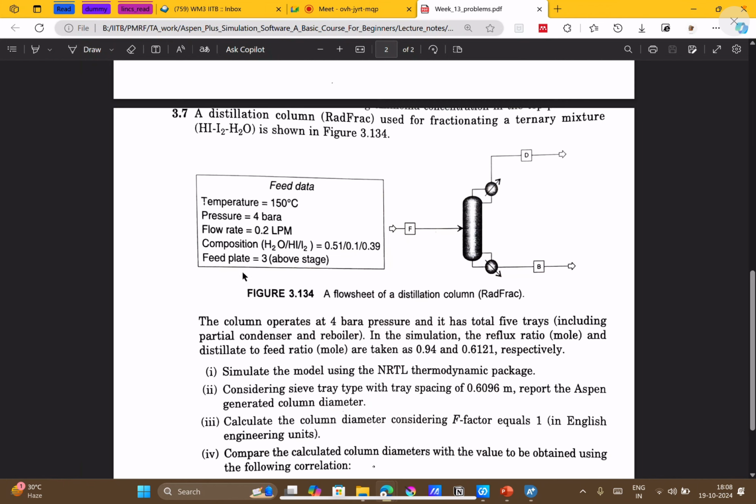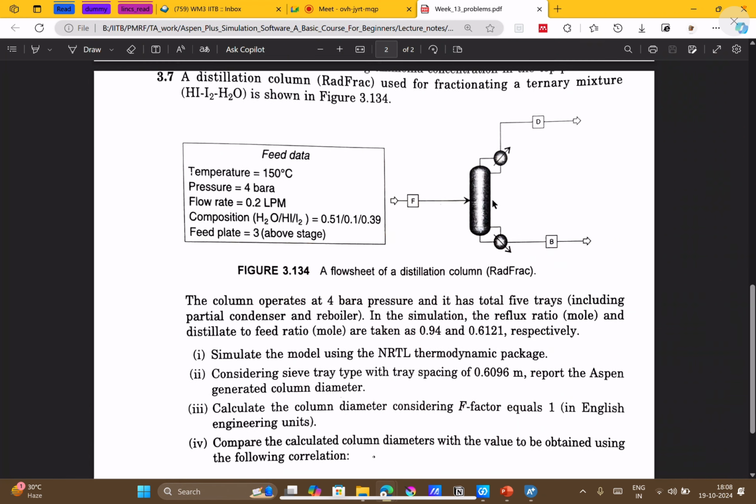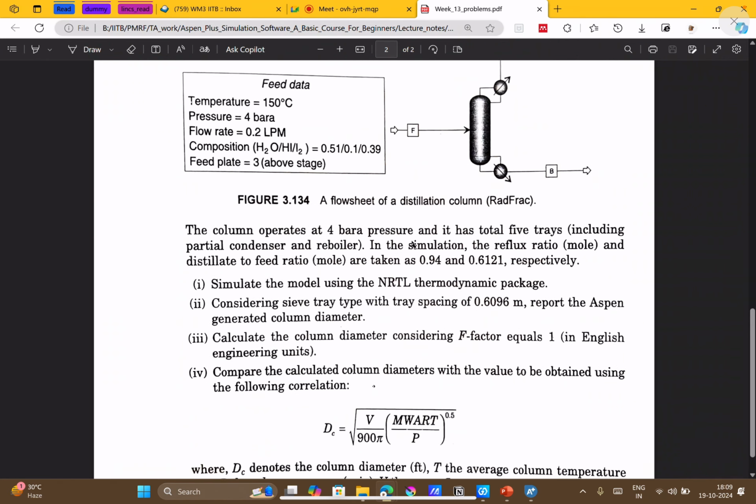The problem statement is that we have a distillation column, reflux, used for fractionating a ternary mixture of HI, I2 and water. This is how the flowsheet looks. Feed data is given: temperature, pressure, condition, flow rates, composition, and at what stage the feed is coming into the column. The column operates at 4 bar pressure and has a total of 5 trays including partial condenser and reboiler. In the simulation, the reflux ratio and distillate to feed ratio are taken as 0.94 and 0.6121. So the column data is also given.